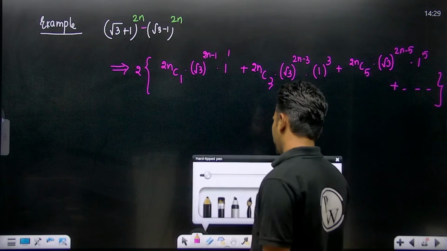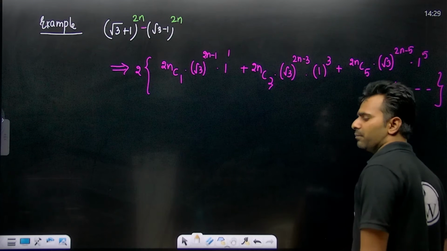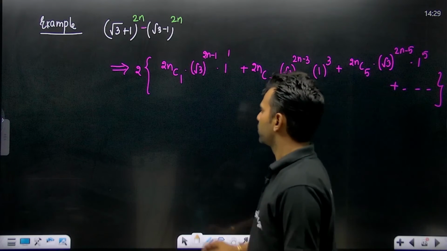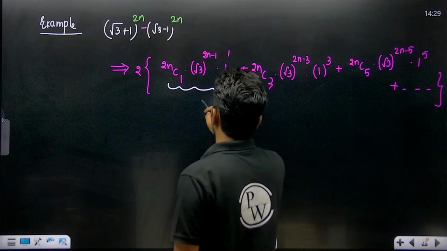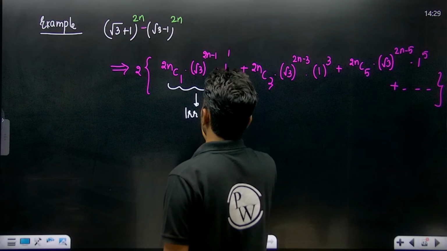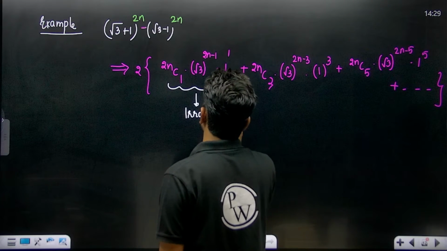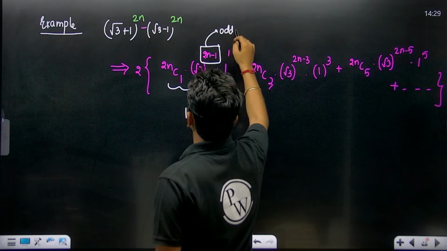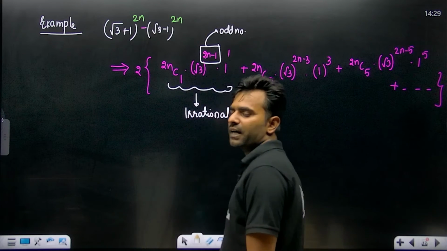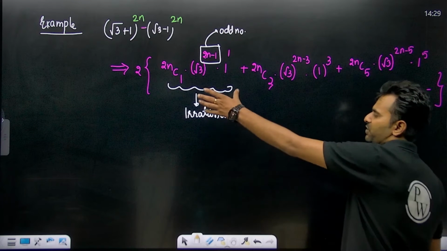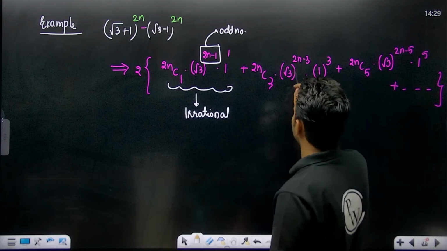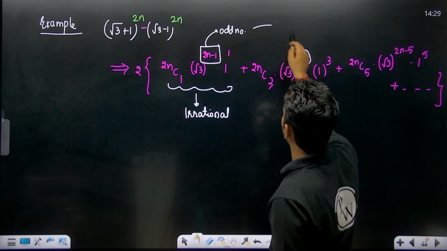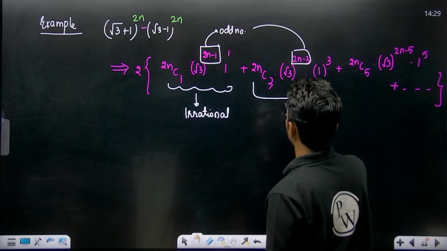Now is this a real number? Is this a rational number, irrational number, or what? Don't you think that this number is going to be irrational? Why irrational? Because root 3 to the power odd number is written. If it were root 3 to the power even number, then this expression would have been a rational number. Yes or no? So this term is also going to be irrational.